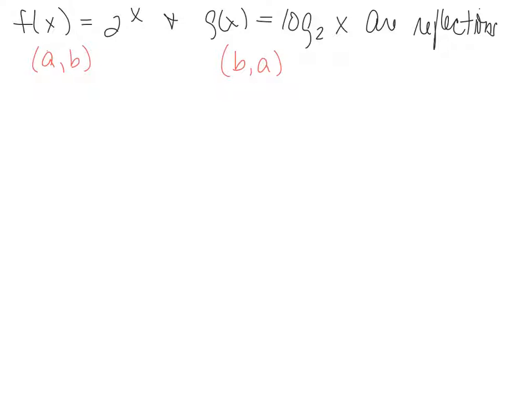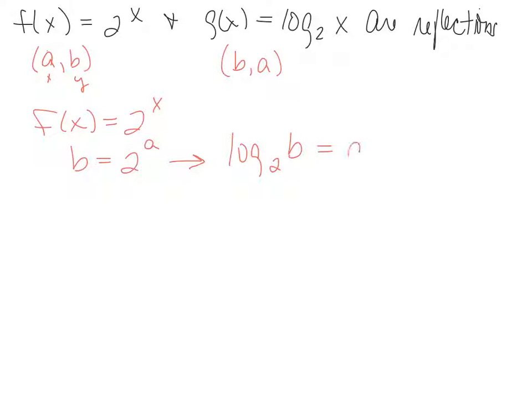So if point AB is a point on the exponential function, we have x and y. We can say that b equals 2 to the a, correct? Then I can change that into logarithmic form by saying log base 2 of b equals a.